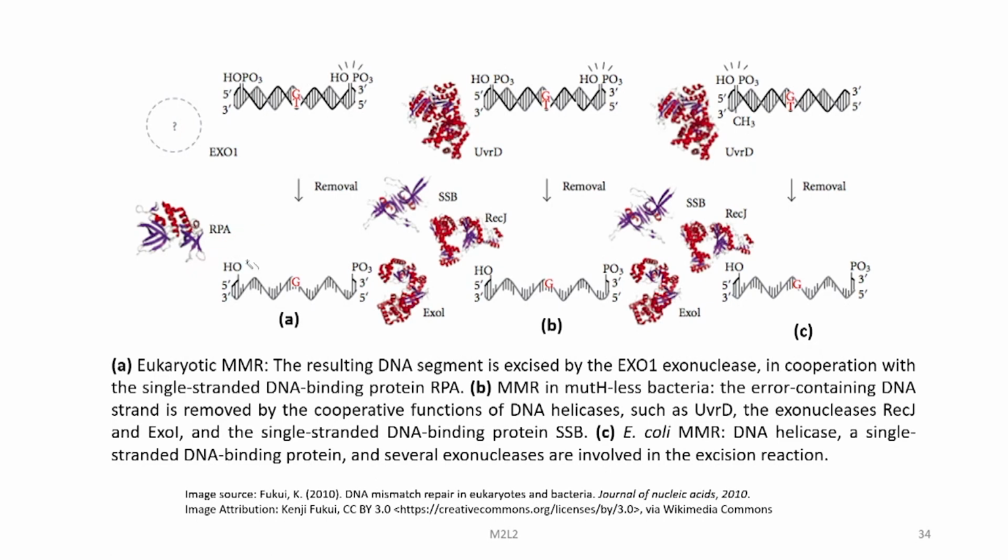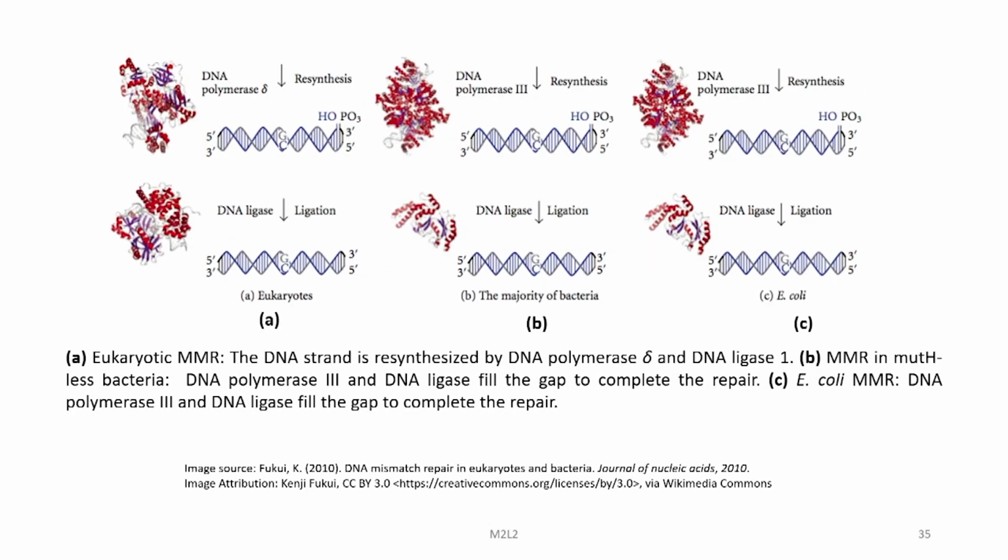In figure B, you can see the error-containing DNA strand is removed by the cooperative function of DNA helicases such as UvrD, the exonucleases RecJ and ExoI, and the single-stranded DNA binding protein SSB. In the case of E. coli MMR, the DNA helicase, a single-stranded DNA binding protein, and several exonucleases are involved in the excision reaction.